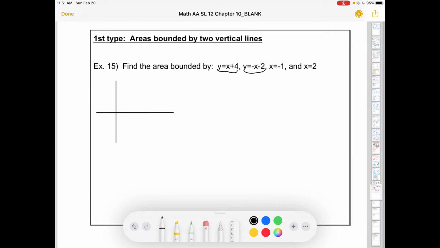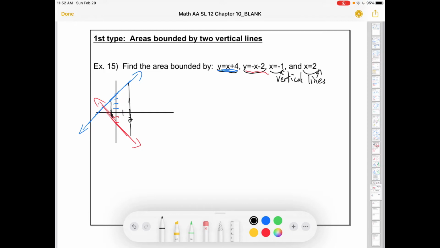Those are two functions, and these are the vertical lines that are going to be the boundary. So x equals a constant is always going to be a vertical line. And let's draw these other functions. So maybe I'll do this one in blue. 1, 2, 3, 4. It has a positive slope, and it's y equals x plus 4. And the other one, maybe I'll do it in red. It has a negative slope and a negative y-intercept. So, I guess it looks something like this. Again, I'm not too concerned about how perfect my sketch is. And then this area is bounded by x is 2, and x is negative 1.